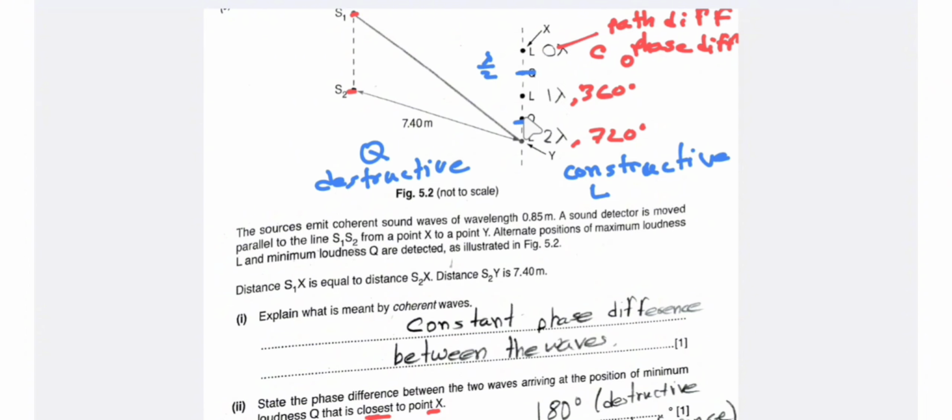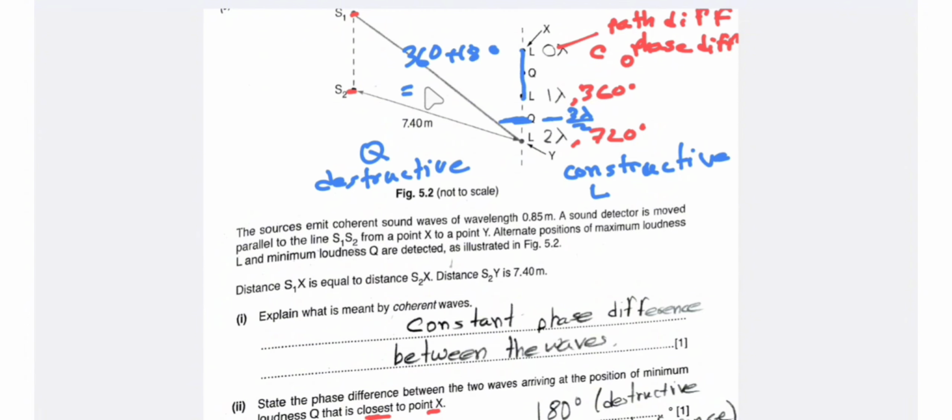Similarly for the next quiet, since loud to loud is 1 lambda, we add lambda by 2, so the path difference is 3 lambda by 2. What is the phase difference? For constructive interference the phase difference is 360 degrees, so for destructive interference it is 180 degrees. From loud to loud is 360 degrees, and from this loud to this quiet is 180 degrees.